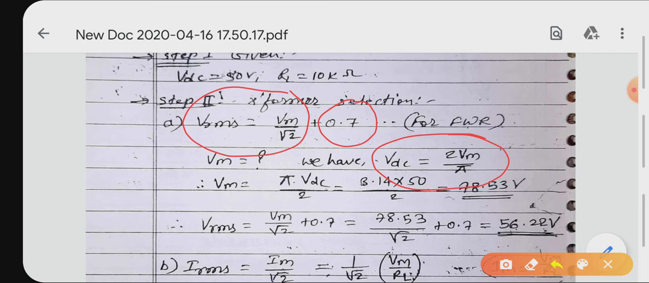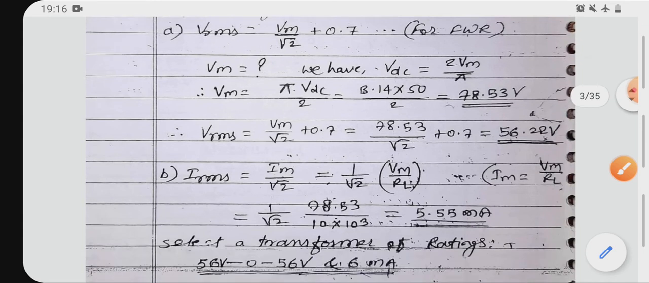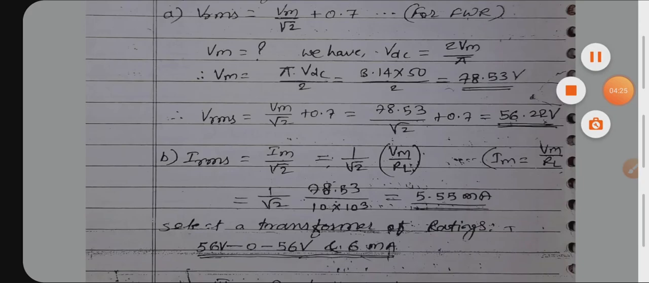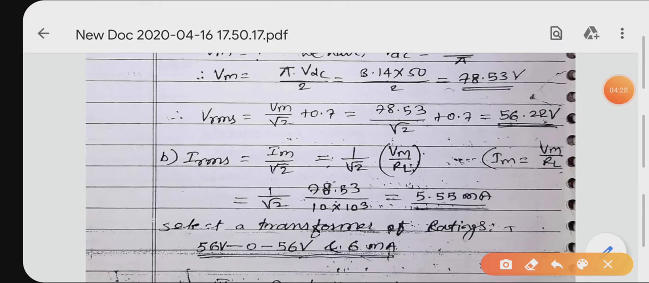The value of Vm calculated will be 78.53 volt, and keeping the value of Vm in the formula of VRMS, you will get the value of VRMS as 56.22 volt, right? So it can be rounded off to 56 volt.